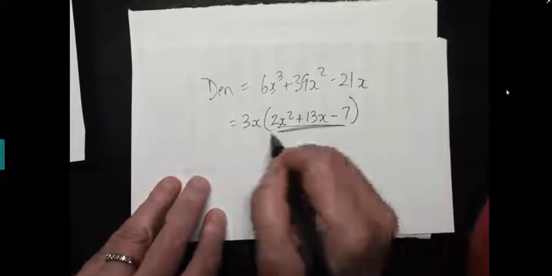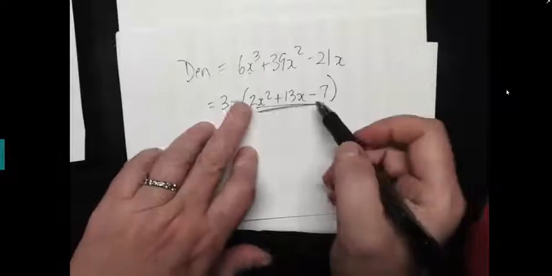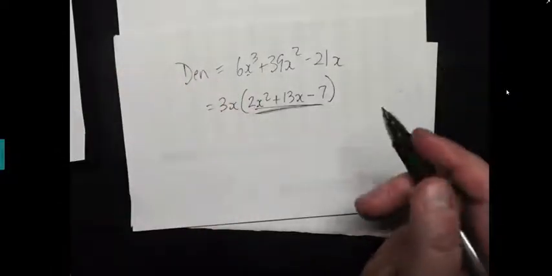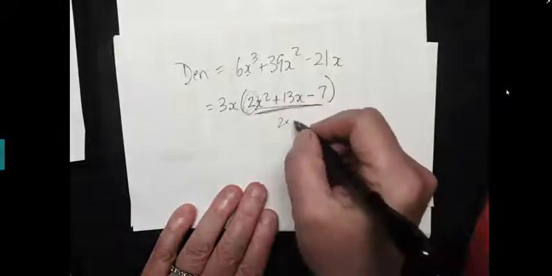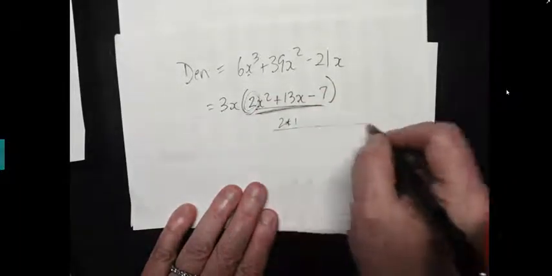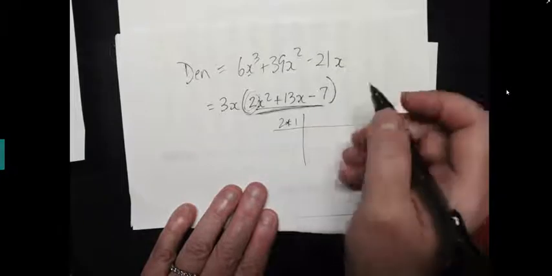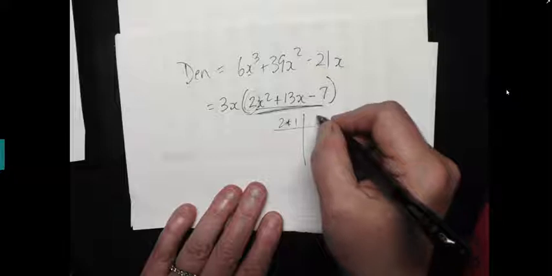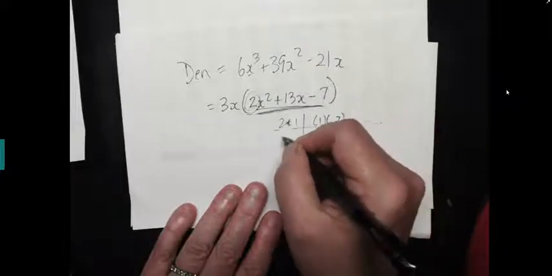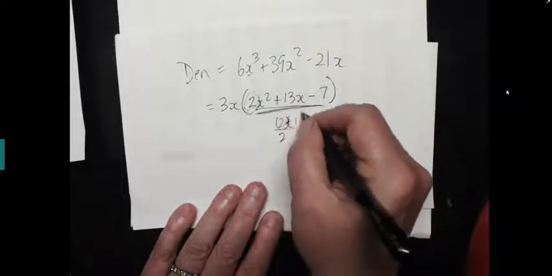Now, how do we factor that? Well, it's not x squared by itself, so I can't use the easy trick, but here I have 2 times 1. Now what about here? I have negative 7. So what are the products of negative 7? Well, I could have 1 times negative 7. I might just use parentheses.